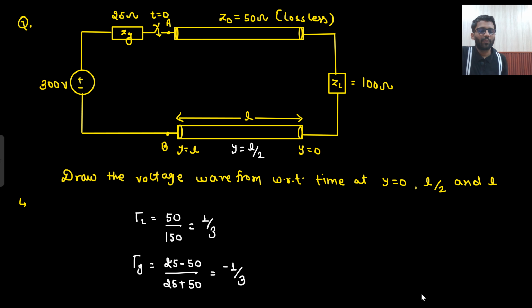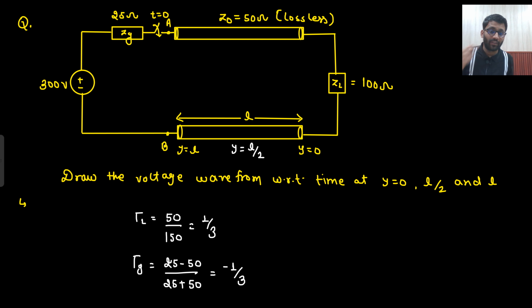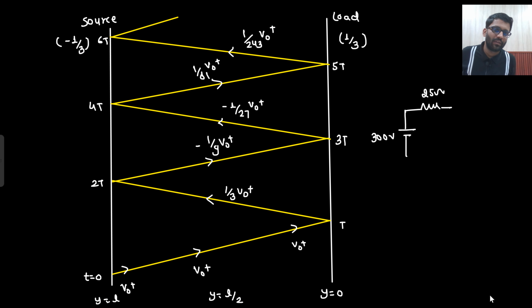Now we need to find the value of V naught plus. What will be the value of V naught plus? For finding the value of V naught plus, at V naught plus only Z naught it will see. So I will replace my transmission line with Z naught. This is your 300 volt, this is your 25 ohm. ZG is 25 ohm, and Z naught is 50 ohm. So this will be your V naught plus. Your V naught plus will be 50 by 50 plus 25, that is 75, into 300.